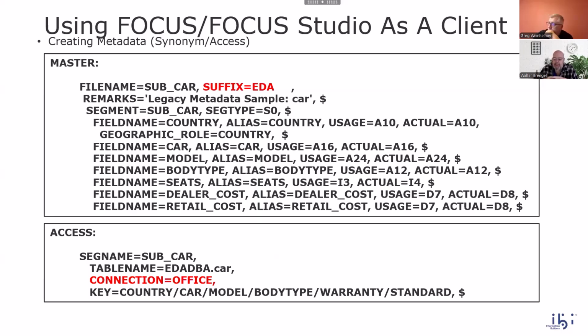In the access file, you're going to have the segment name, and in this case, the table name is going to be ETA DBA, which is what we call the ETA connection on the remote server. And it's going to look for the car synonym, and then it's going to use the connection for Office. So in my example where I set up the two Windows servers, I had CMWinW, CMWinJ, so I would have one of those connection names.